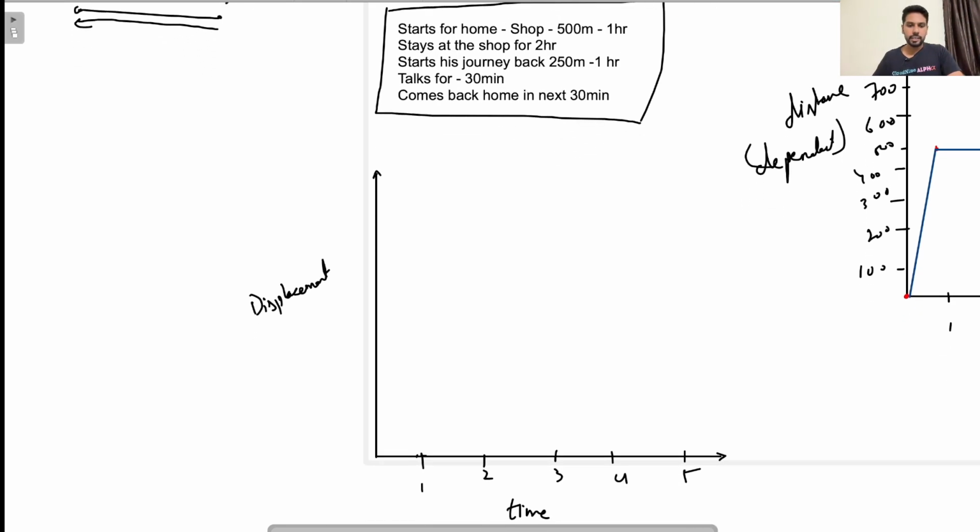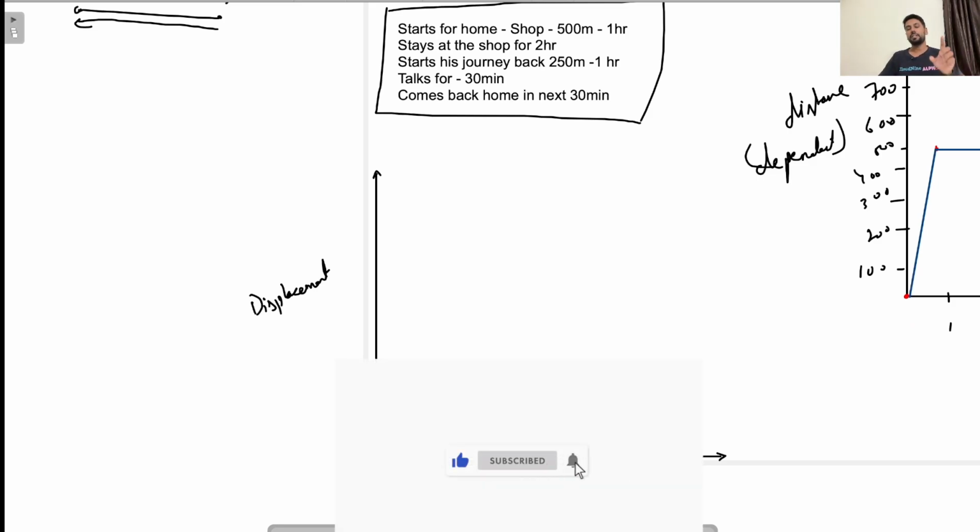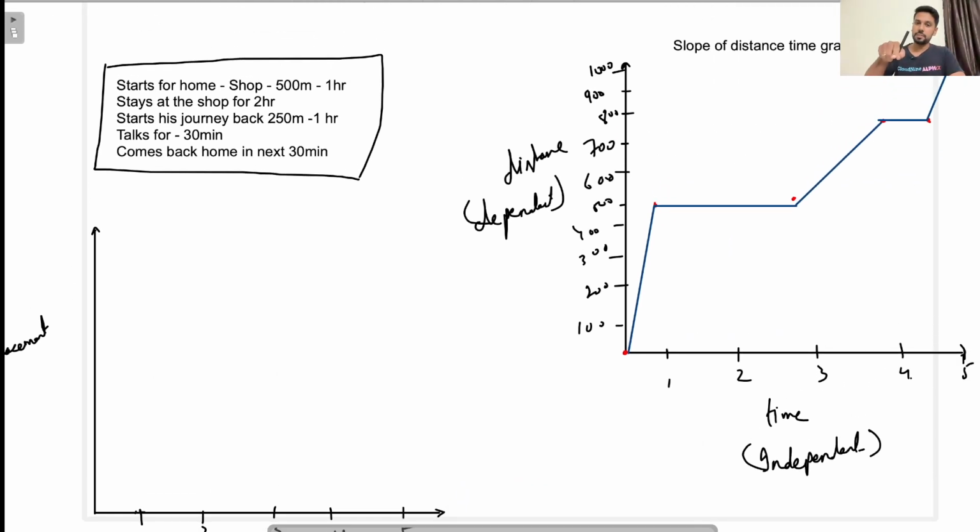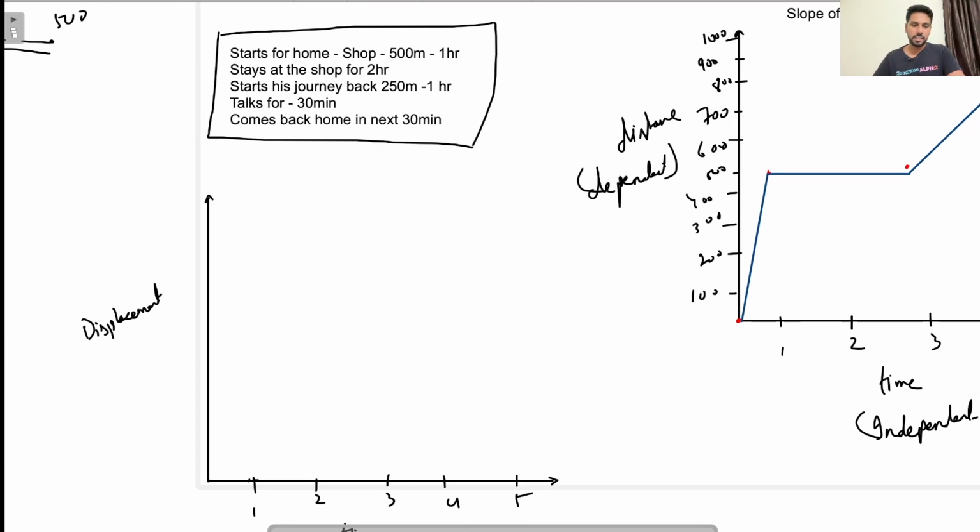Understood? Once you understand the difference between distance and displacement, you will know that the maximum possible displacement is only 500, but for distance it is 1000. 500 this side, 500 back side. That's why I wrote 1000 for the distance graph, but here I would do my job with only 500: 100, 200, 300, 400, and 500 here. Now let us start the journey again.